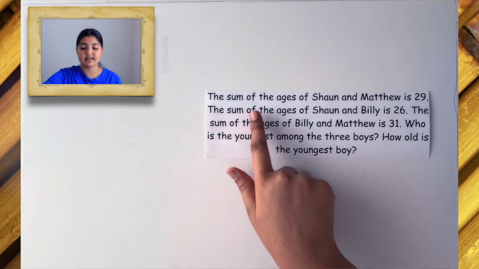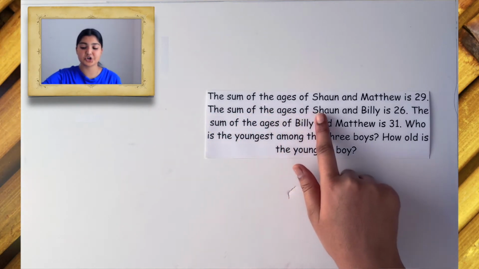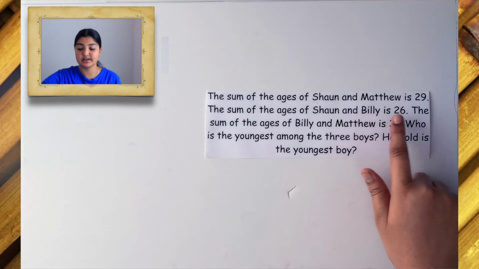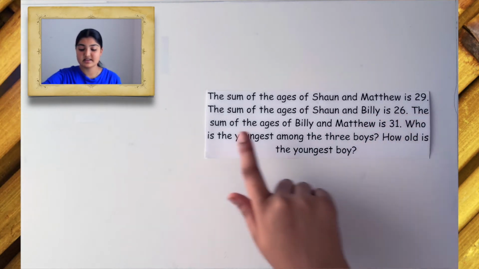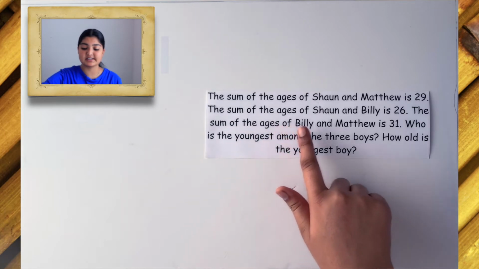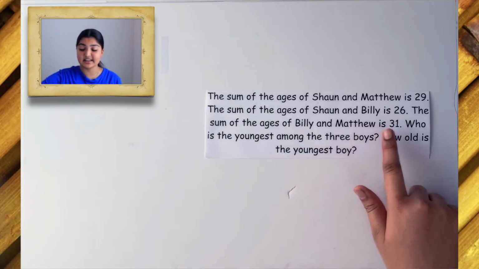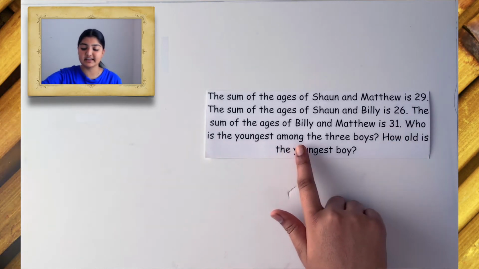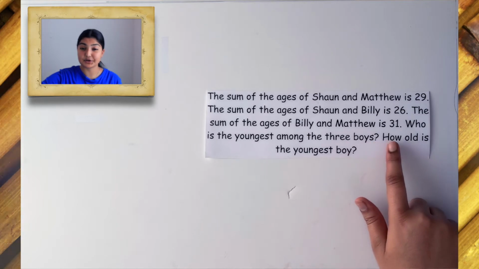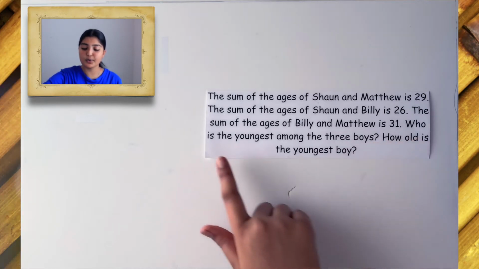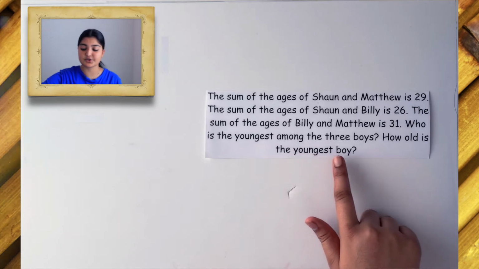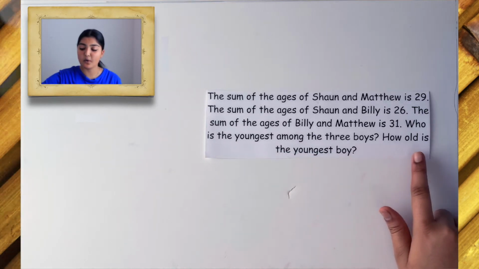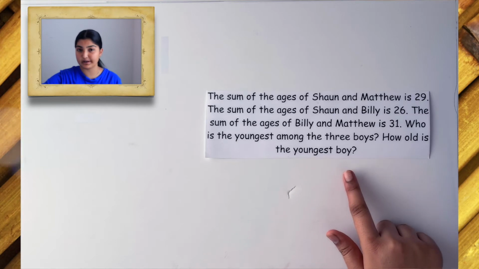Look at solving some complex word problems. The sum of the ages of Shaun and Matthew is 29. The sum of the ages of Shaun and Billy is 26. The sum of the ages of Billy and Matthew is 31. Who is the youngest among these three boys? How old is the youngest boy?